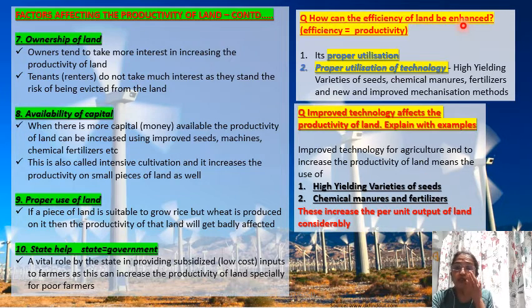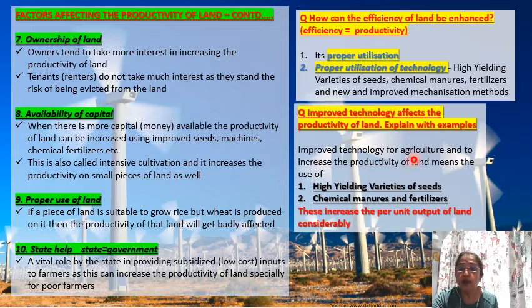How can the efficiency of land be enhanced? Efficiency is another word used for productivity. It's proper utilization, proper use of land, and give this information here. Proper use of technology. High yielding varieties of seeds, chemical manures, fertilizers, and new and improved mechanization methods can improve the productivity of land. Improved technology affects the productivity of land, explained with examples, which means what are these improved technology methods that increase the productivity of land.